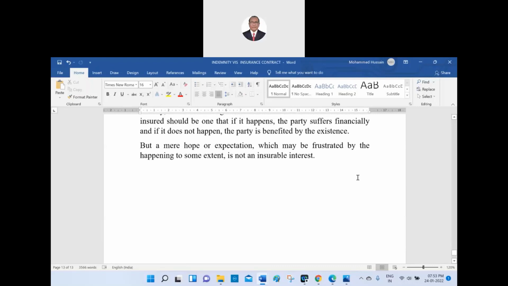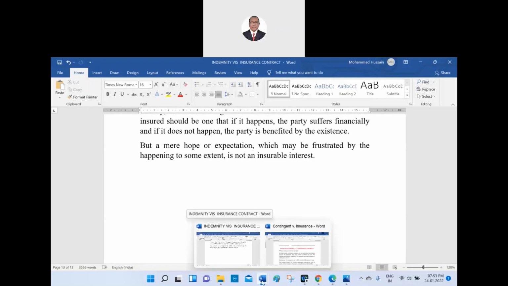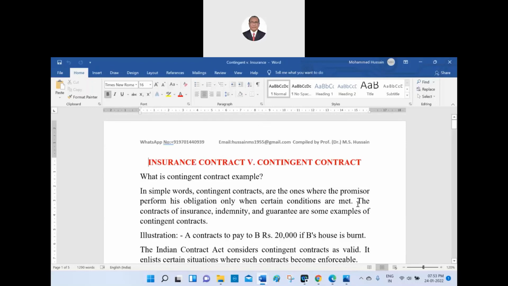Yes, sir. But a mere hope or expectation, which may be frustrated by the happening of some event, is not an insurable interest. So insurable interest always means you have a good relationship with the subject matter, and it should not be an illegal way. You cannot insure the subject when you are not the owner of the property. So these are the certain things that come regarding the insurance contract as an indemnity contract.